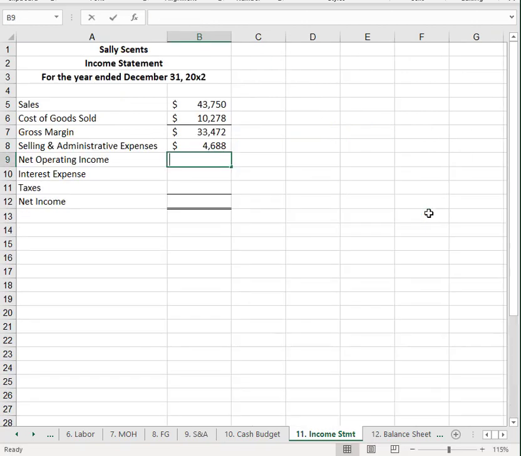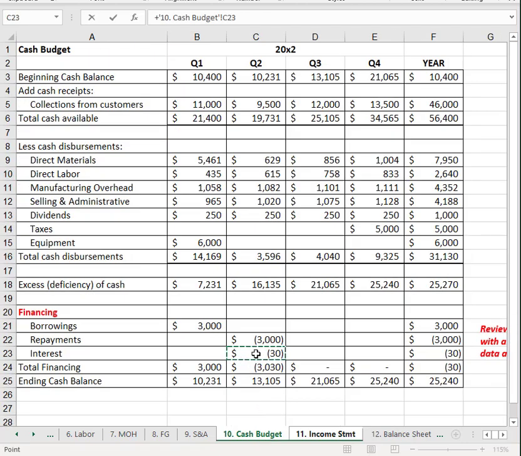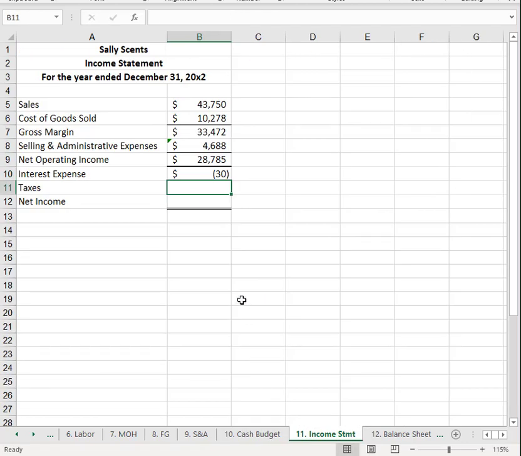Okay, net operating income is your gross margin minus your operating expenses, your selling and administrative. And then interest expense we calculated on the cash budget. Just 30. Taxes also were reflected on the cash budget.